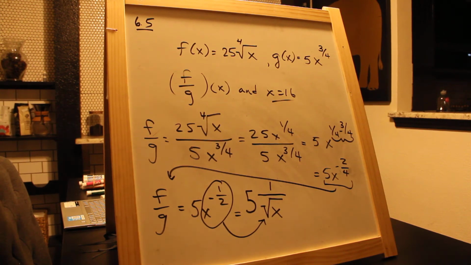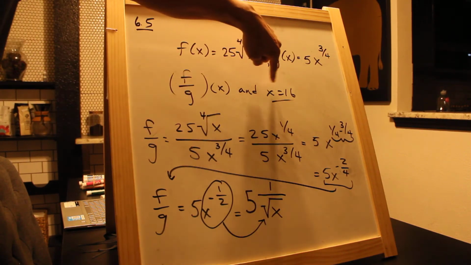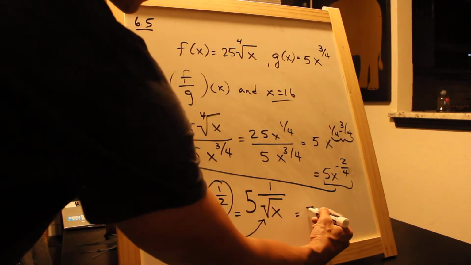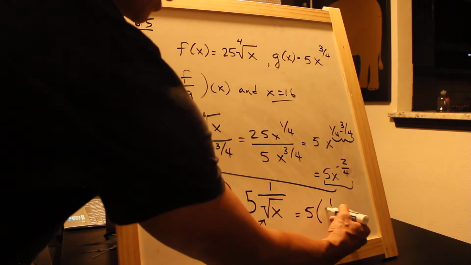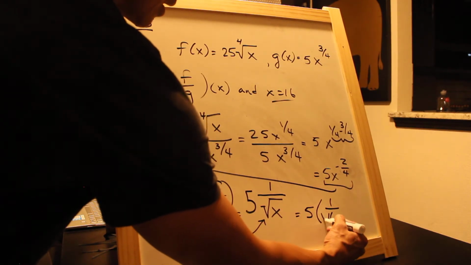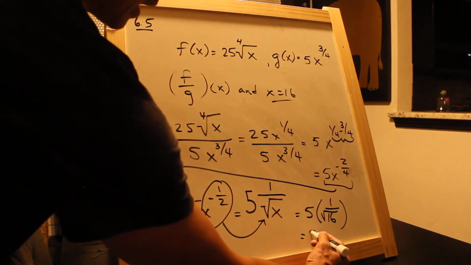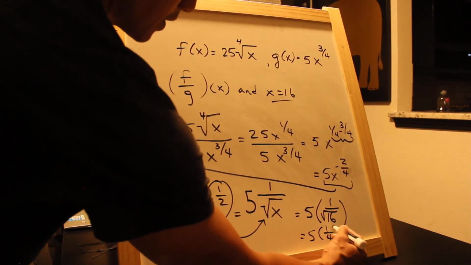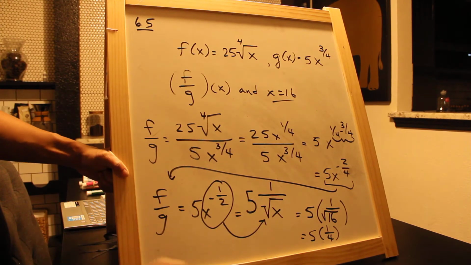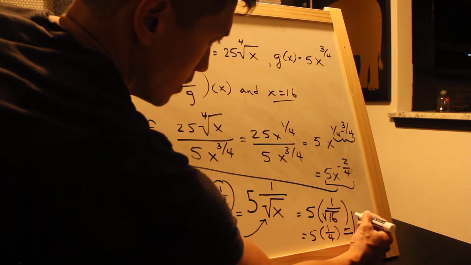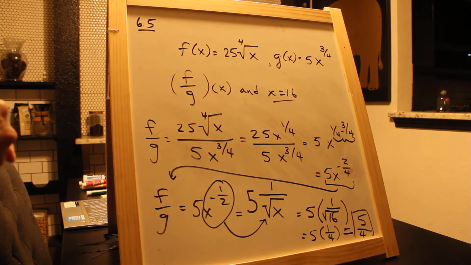So now, going back up to here, what is x equal to? 16. So this is 5 times 1 divided by 16, the square root of 16. We all know that that's going to be 5 times 1/4. Okay? So therefore, this will be 5 divided by 4. And that will be my answer for that. Okay? So that's 3 examples working with division, addition, there.